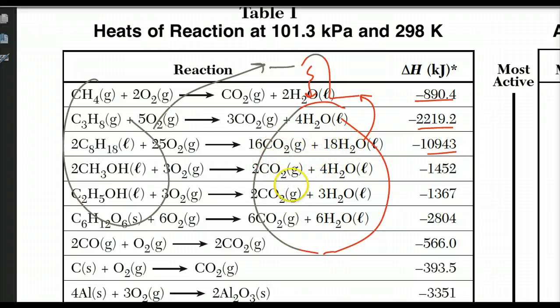Okay, so these are important concepts. So notice very stable products. It means these bonds are stronger. These bonds are weaker. These are unstable going to stable.